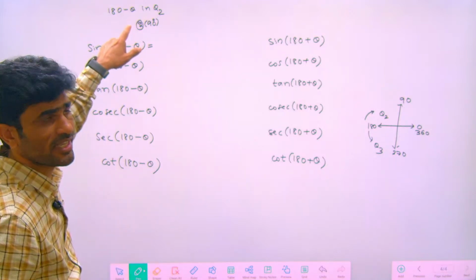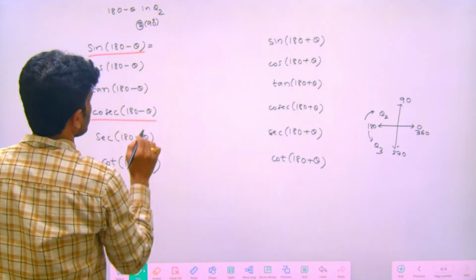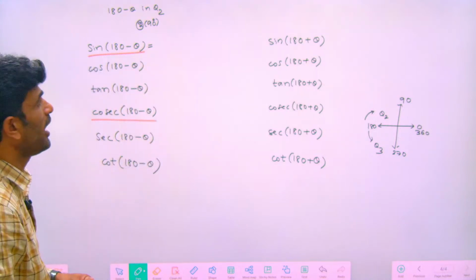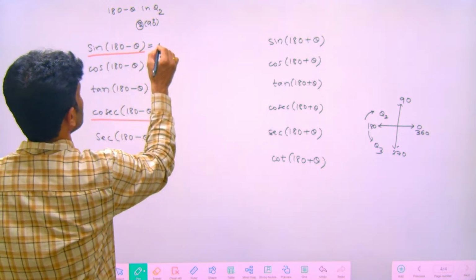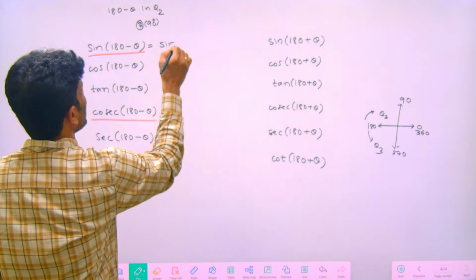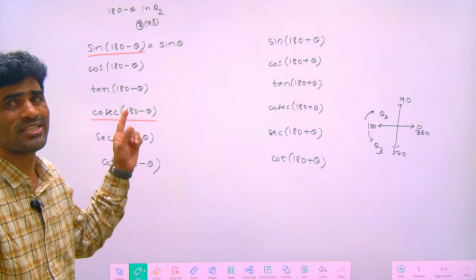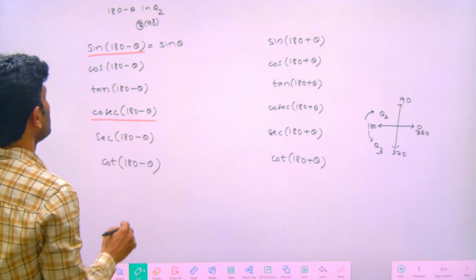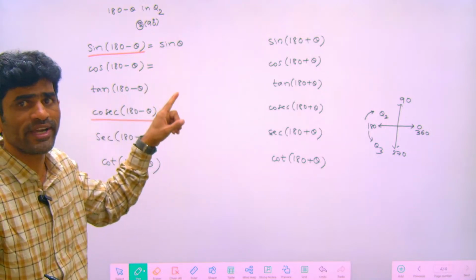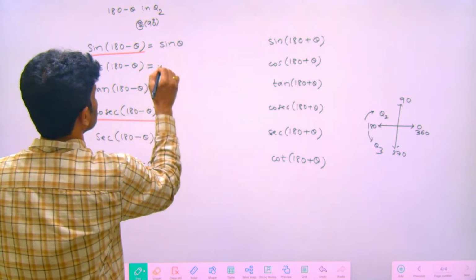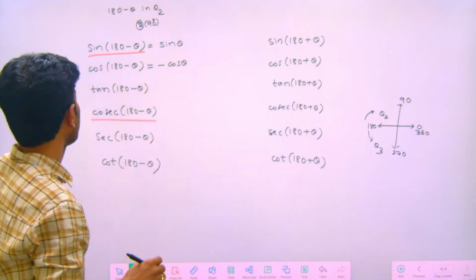Which are positive in the second quadrant again? 180 minus theta lies in the second quadrant. In the second quadrant, only sine and cosecant are positive, remaining all are negative. And because the multiple of 90 degrees is even, the result is going to be plus sine theta. Sine theta remains the same. Why is it not changed? Because it is an even multiple of 90 degrees. Second, it is cos theta, but in the second quadrant, cos theta is negative. That's why it is minus cos theta. Cos 180 minus theta is minus cos theta.